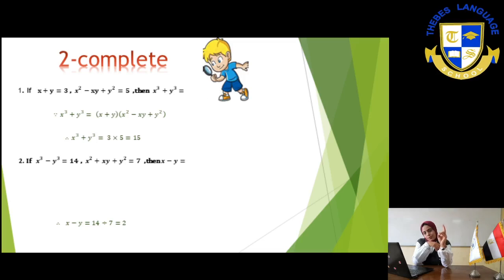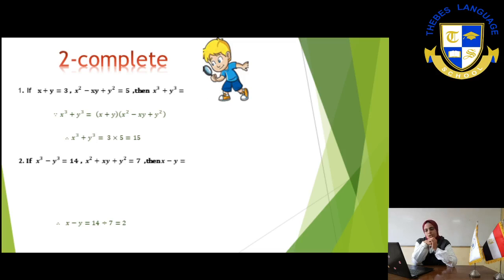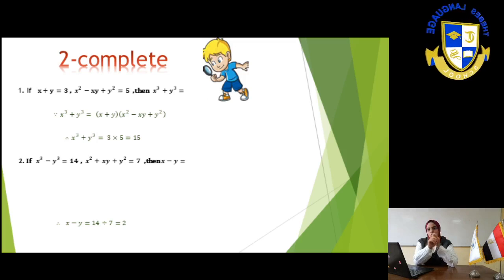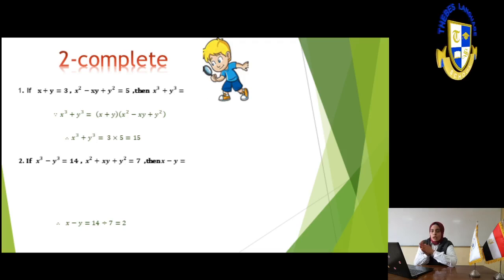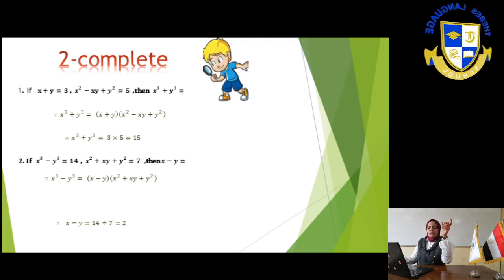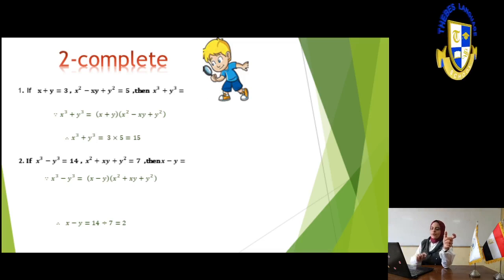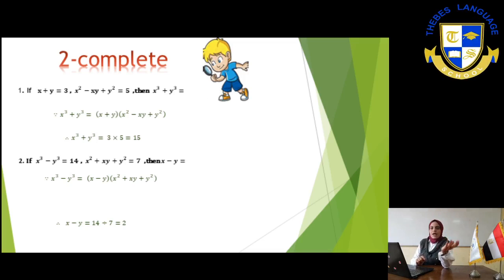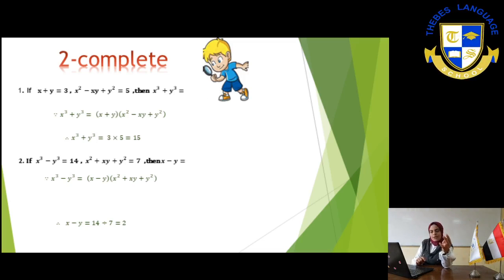Number 2, x power 3 minus y power 3 equals 14, and x power 2 plus xy plus y power 2 equals 7. Then, x minus y equals what? Let's remember, x power 3 minus y power 3 will be factorized as x minus y and x power 2 plus xy plus y power 2. So we will divide 14 by 7, it will be 2.